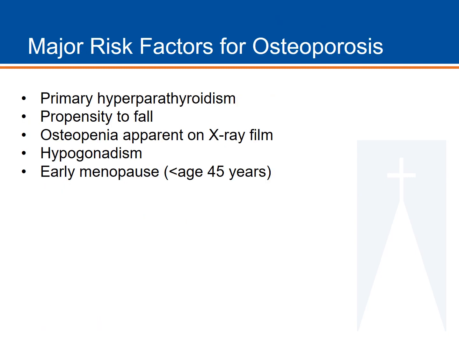Other major risk factors relate to primary hyperparathyroidism. So I referred to hyperparathyroidism in previous slides, and I'm going to delve into the parathyroid hormone as part of the mechanism later in this lecture. Propensity to fall, osteopenia, hypogonadism, and early menopause.